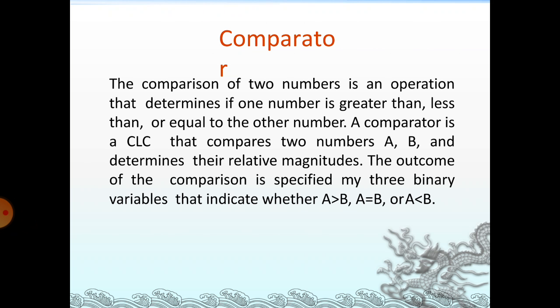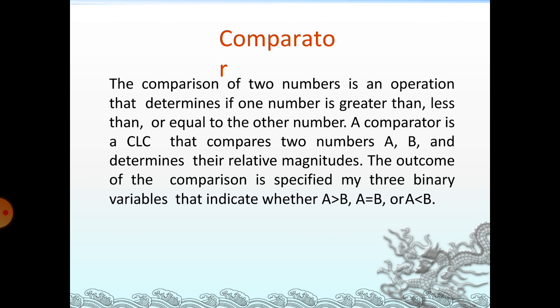A comparator is a CLC that compares two numbers A and B and determines their relative magnitudes. The outcome of the comparison is specified by three binary variables that indicate whether A is greater than B, A is equal to B, or A is less than B.